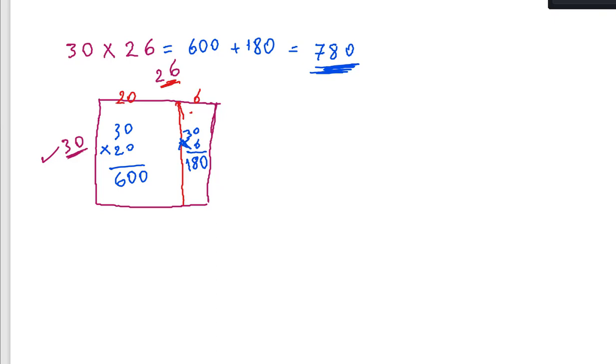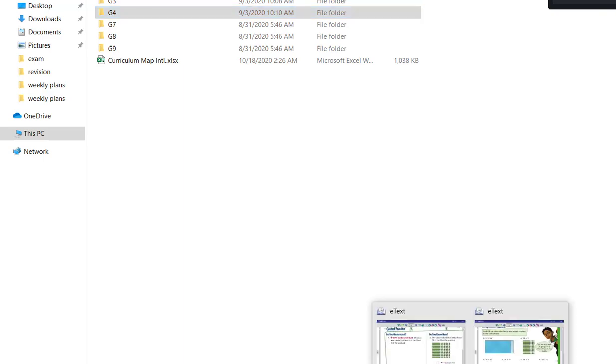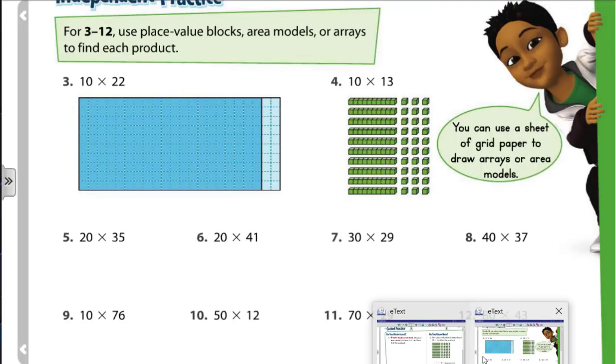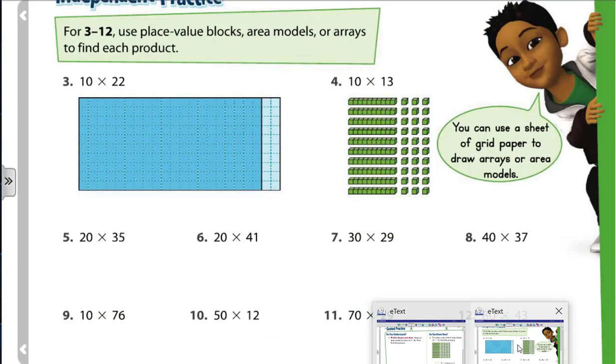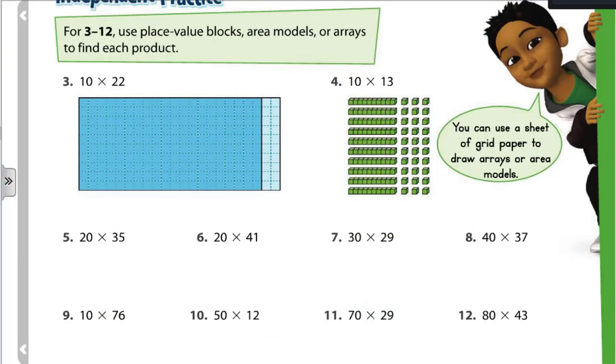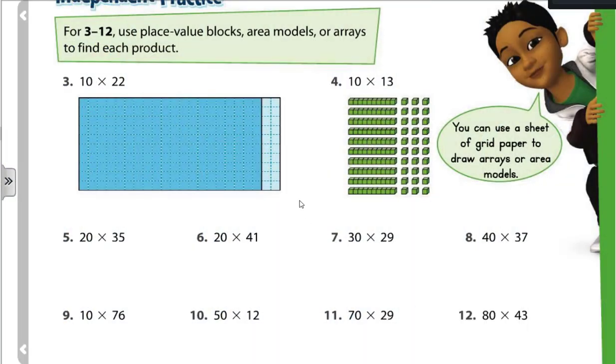Okay, heroes, now back to the book. Let's start question number 3.